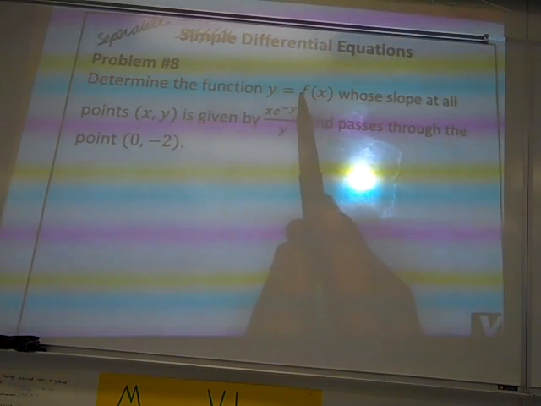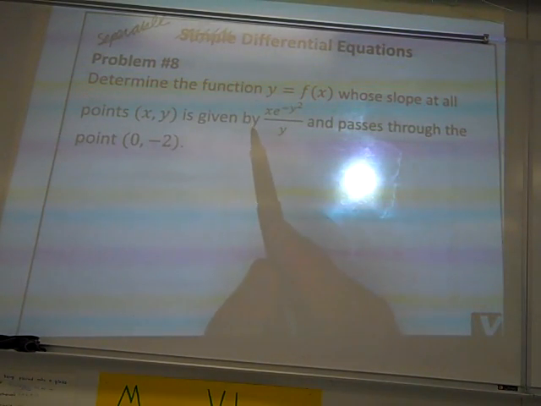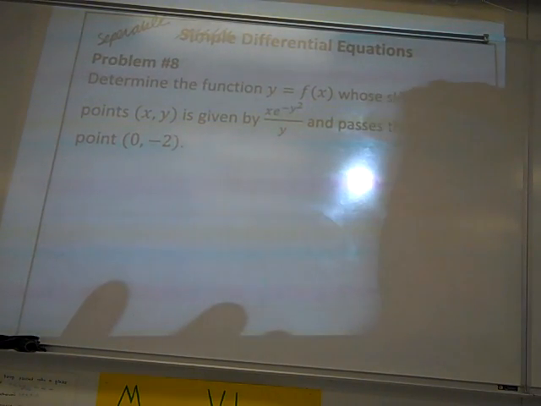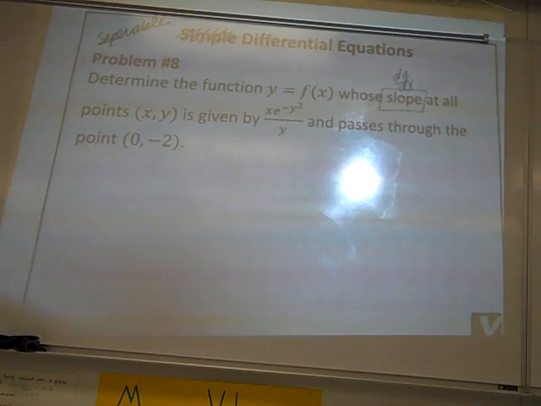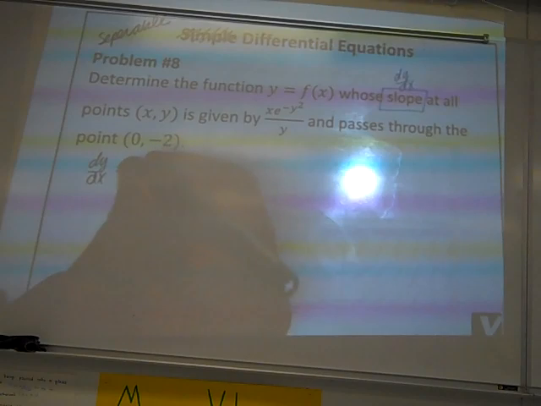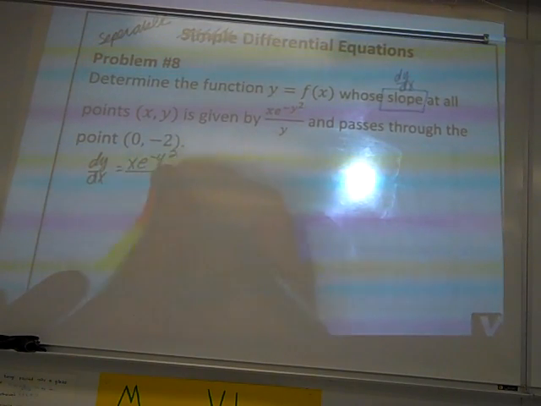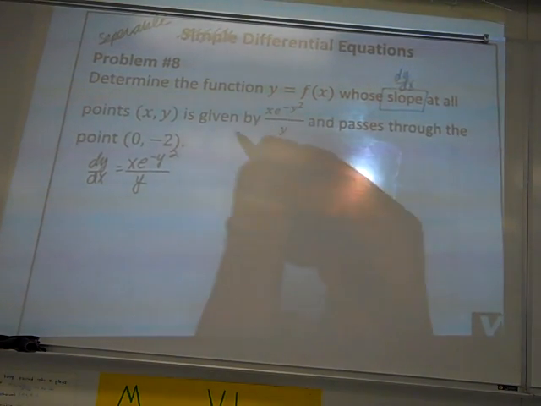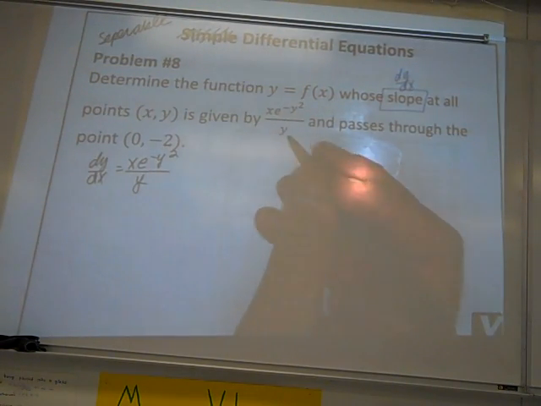Determine the function y equals f of x, whose slope at all points is given by this expression right here. Well, I just told you that the function has a slope. When we talk about slope in calculus, we're talking about slope at a point. Slope at a point is what our derivative represents. So we have the expression dy dx is equal to x e to the negative y squared divided by y. All right, this one's going to take us some time.